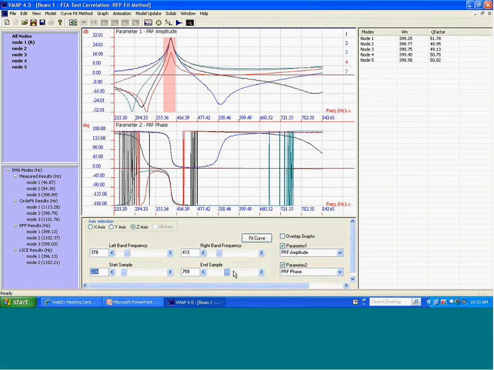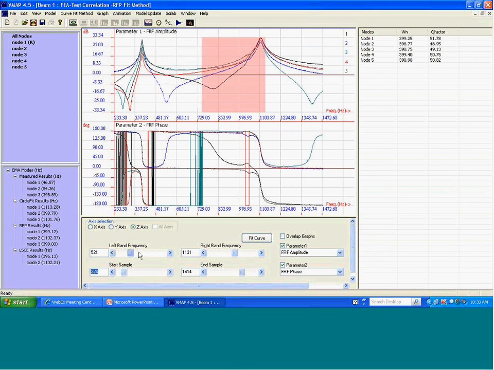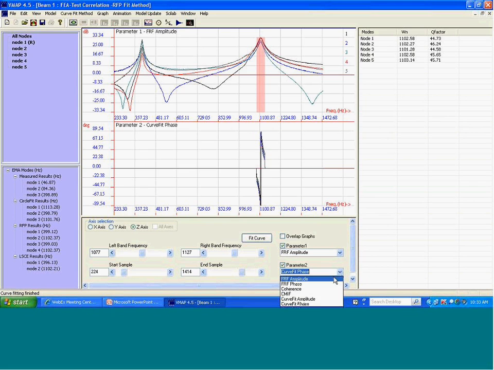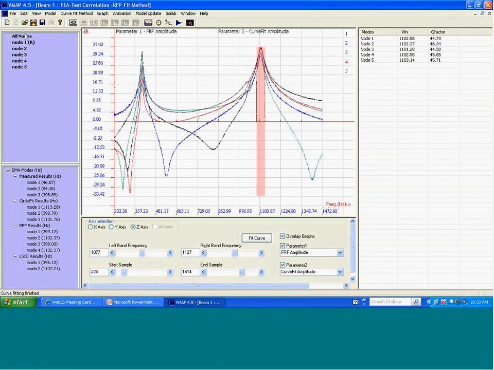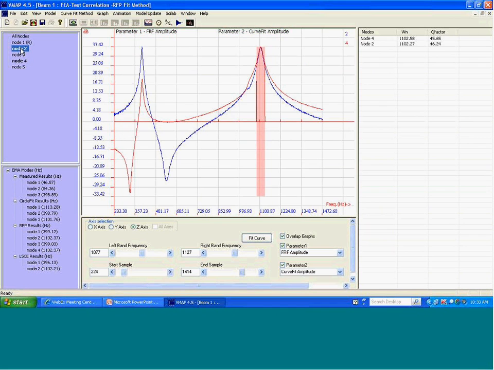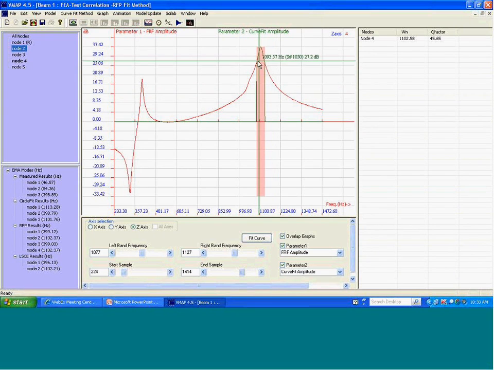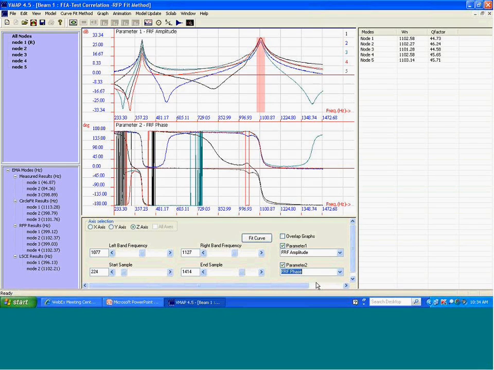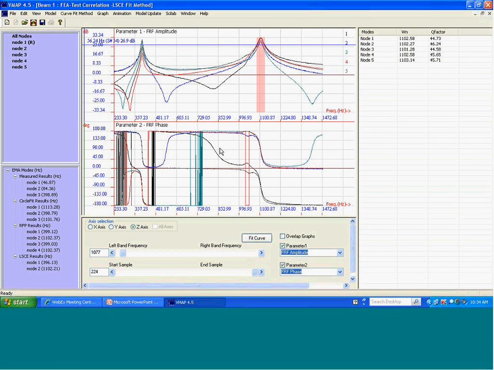Likewise, we can repeat the procedure for the second mode. The plot in red is measured data, and the plot in green is what we get from curve fitting. This gives the estimated resonance frequency and estimated Q factor. There is also a multi-degree of freedom curve fitting.